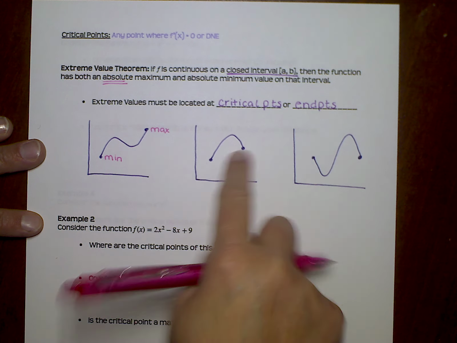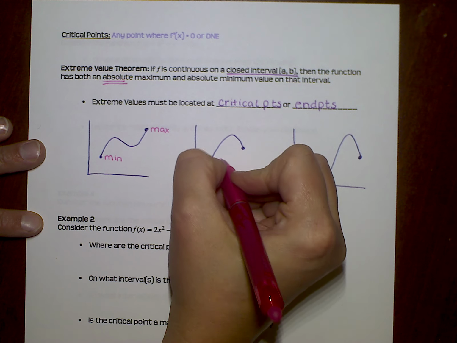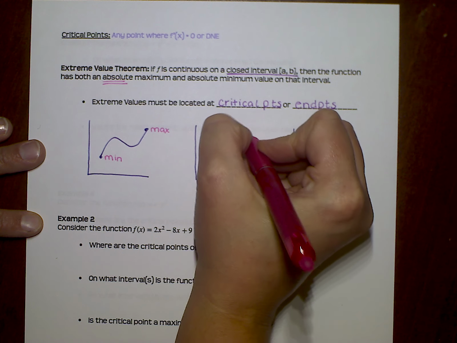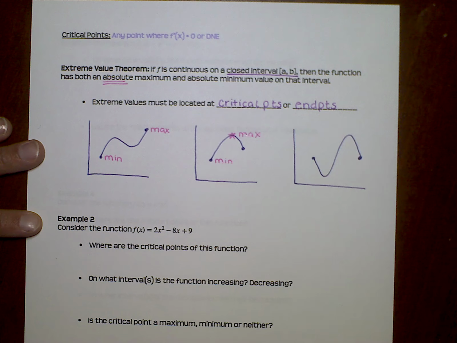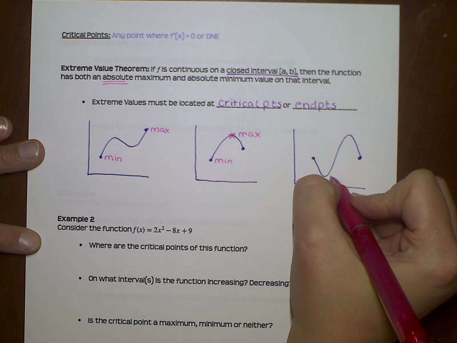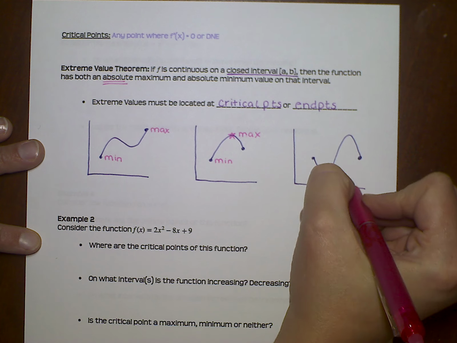On this function, my lowest point is an endpoint, but my highest point is up here, and that would be at a critical point. And then for this guy, my endpoints actually don't mean anything at all. My minimum is here at a critical point.